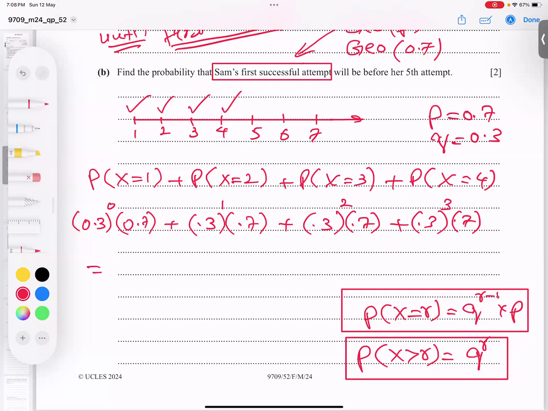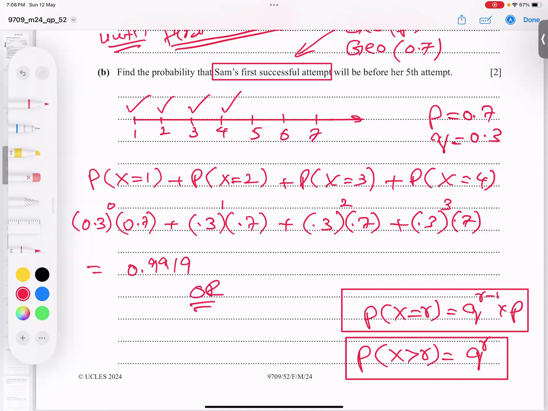Let me type it. What answer comes? 0.7 plus 0.3 times 0.7, and so on. I'm typing it. The answer we get is 0.9919. You can check in parallel with me.